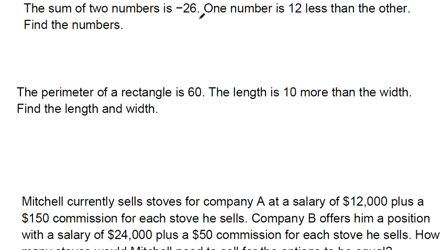The sum of two numbers is negative 26, and one number is 12 less than the other. So since we don't know what the two numbers are, let's call them x and y. They're different numbers, so we got to give them different letters. And the sum of the two numbers, that means we add them together, is negative 26. So all that information is contained in that red equation that we have right there.